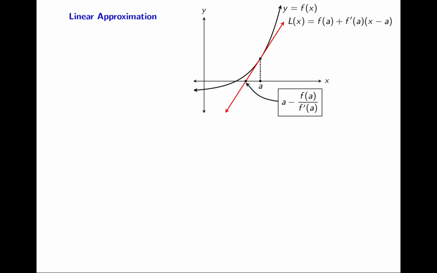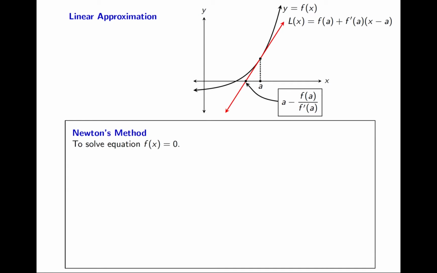So we'll use this simple scheme in Newton's method. And here's the way it works. Newton's method is a way of solving the equation f of x equals 0, for solving an equation that has the form of f of x equals 0. And I'll show you a picture of this.